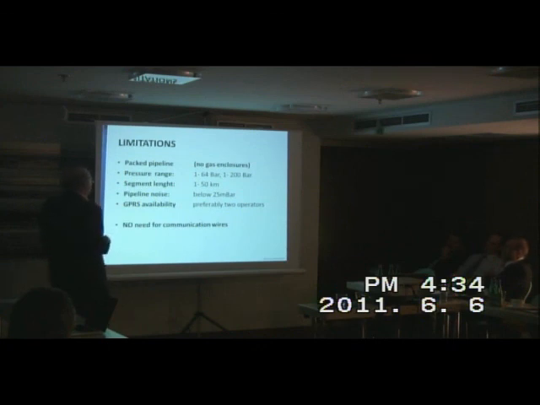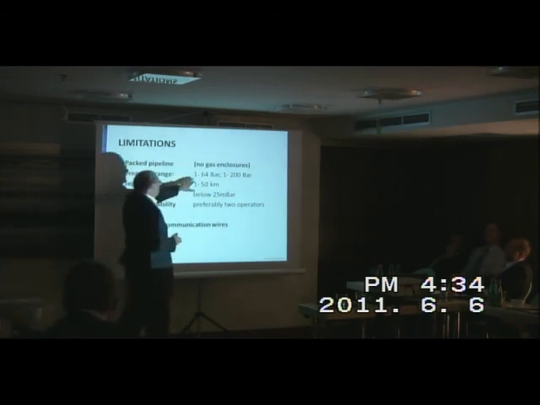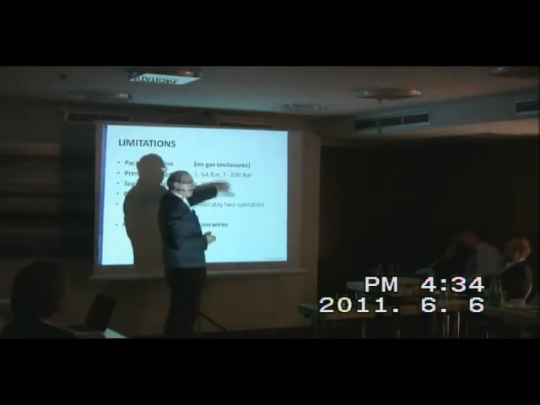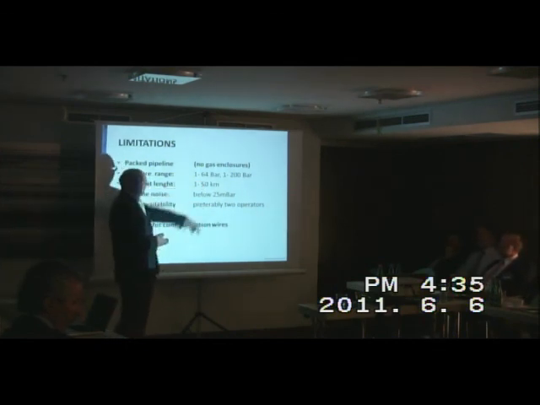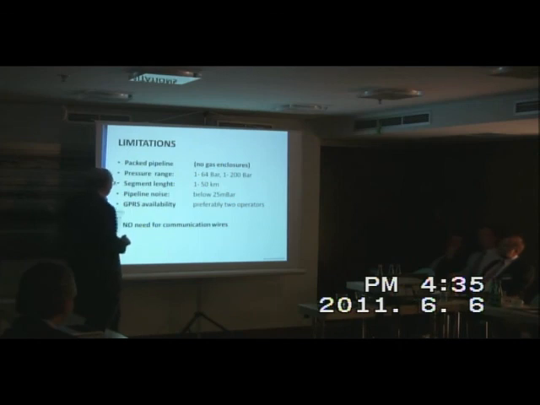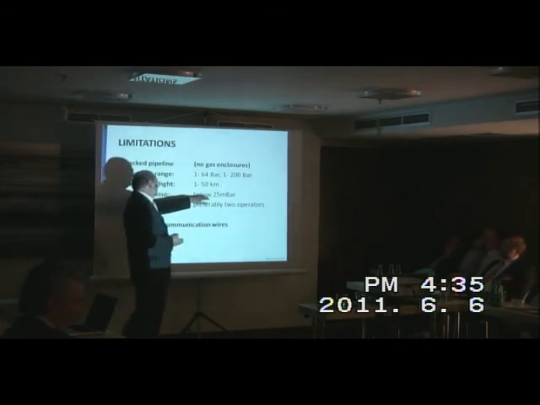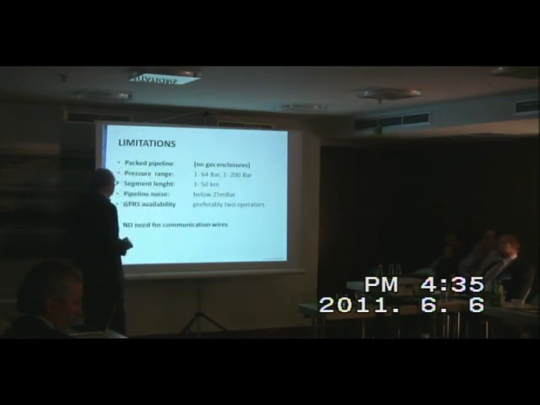There are some limitations, but I mentioned to have a buried pipeline as a basis. We have pressure transmitters in two ranges, one to 64 and one to 200 bars. About the segment length, not more than 50 kilometers. Pipeline noise should be, if possible, below 25 millibars, and to have GPRS availability, if possible, from 2 operators for the device.